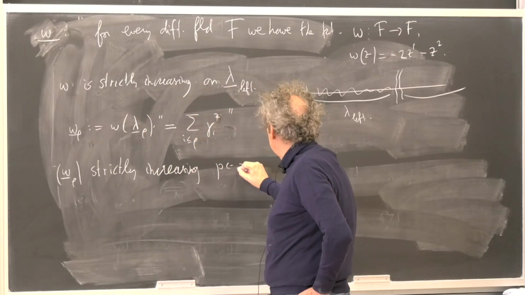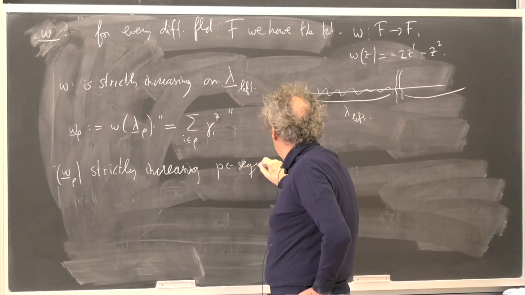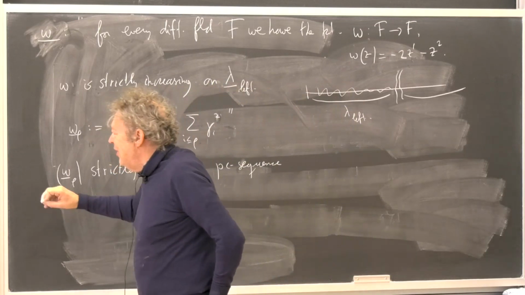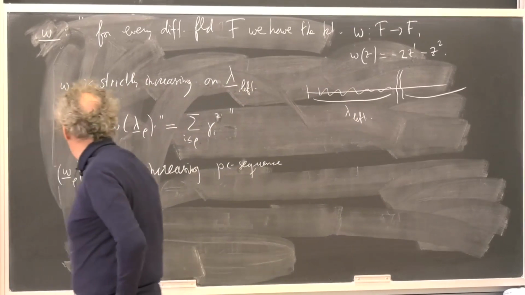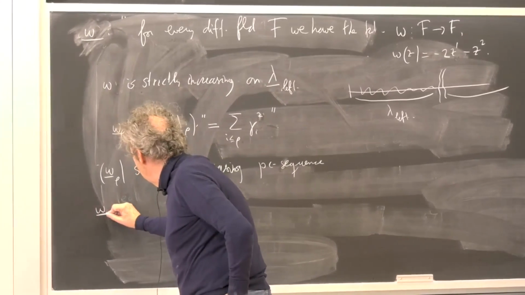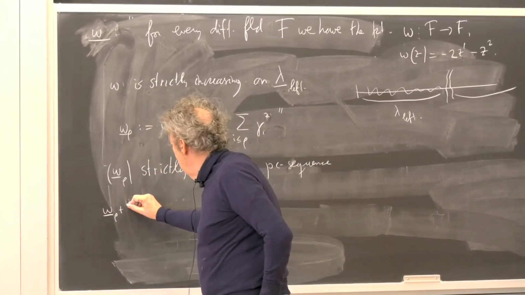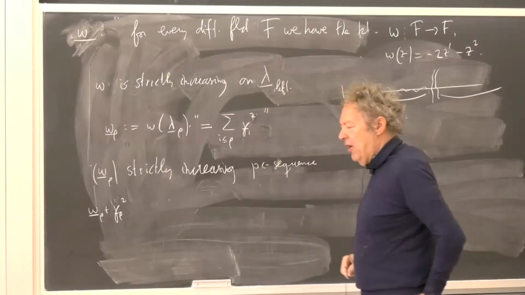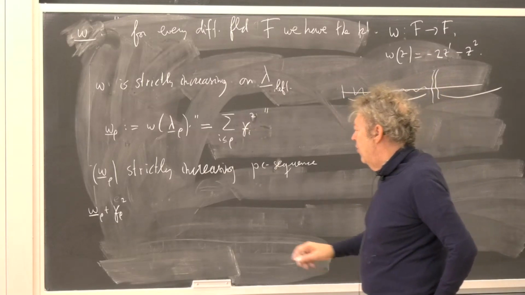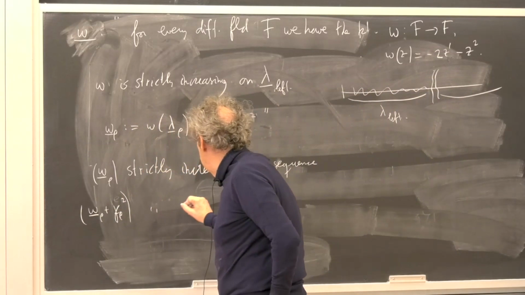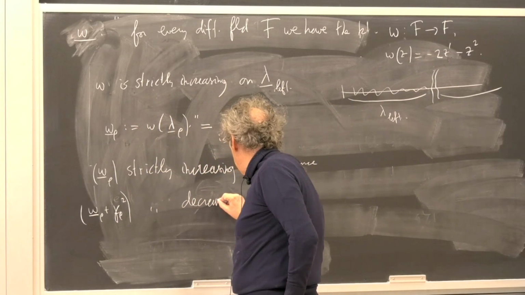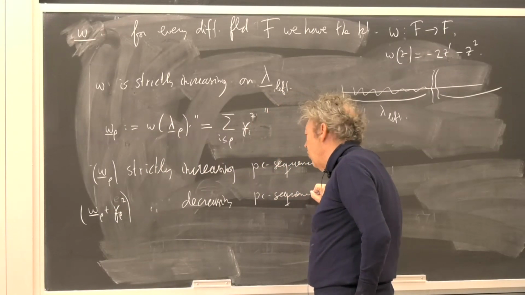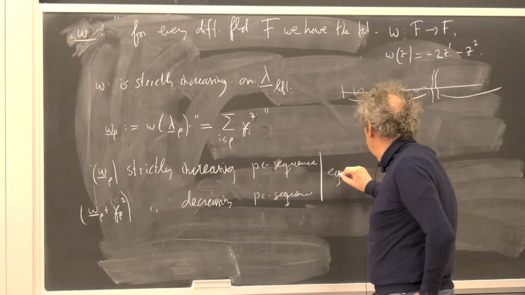A PC sequence, and just like with lambda rho, in some sense lambda rho is almost a baby version of omega rho. If you take omega rho plus gamma rho squared, I should put a bar here too, omega rho plus gamma rho squared is a strictly decreasing PC sequence of positive elements. And they are equivalent.